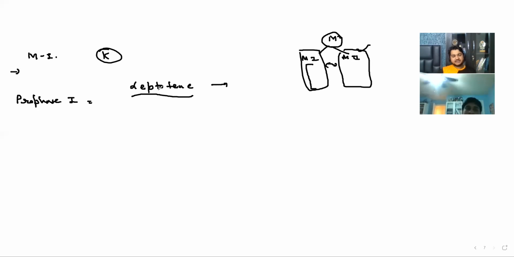So let's start with the leptotene. Wait, question. Is leptotene an enzyme or what is it? Actually, the leptotene name is given to the condition when the chromatin becomes very thin, and they look like a very fine thread-like structure. This is called leptotene.